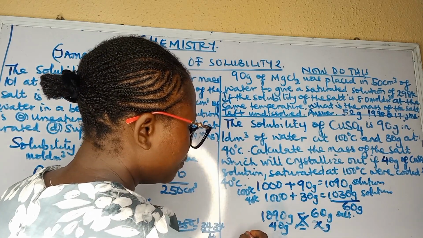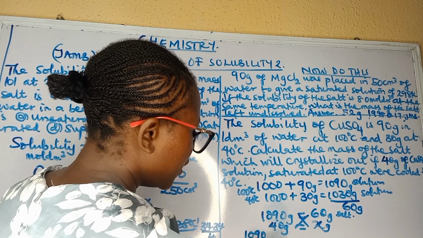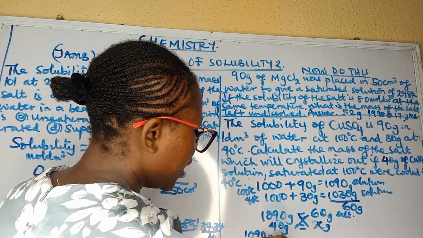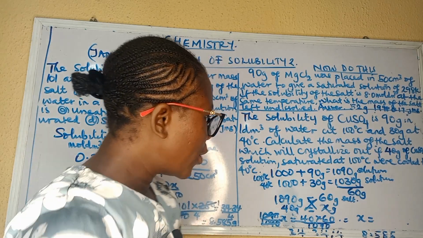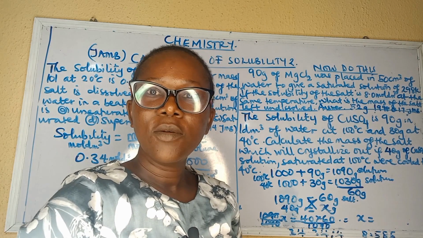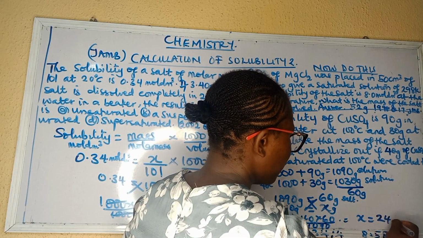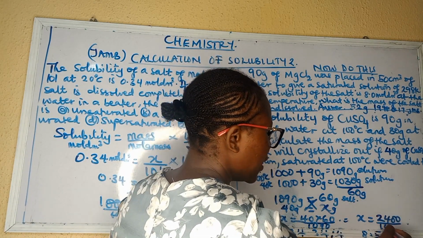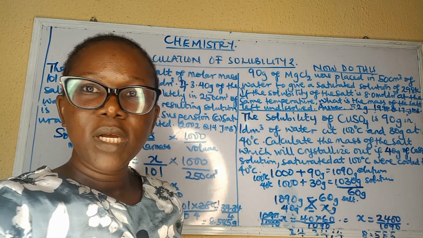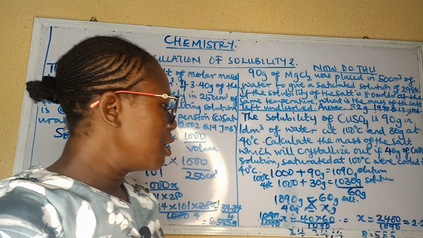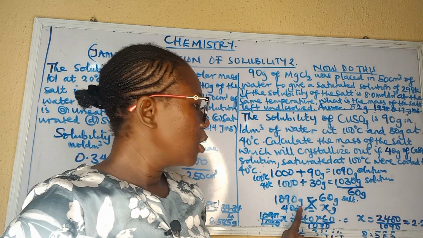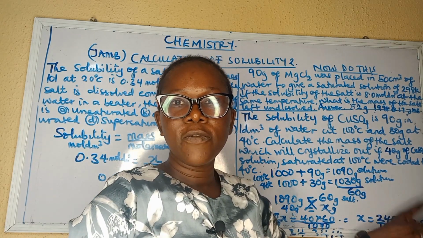So we have 1,090 divided by, 1,090x by cross multiplying is 40 multiplied by 60. At this point, 40 multiplied by 60 will give 2,400. And then this is divided by 1,090. The total answer here is 2.2 grams. So it means if 40 grams of solution is used, it will crystallize out 2.2 grams of salt.